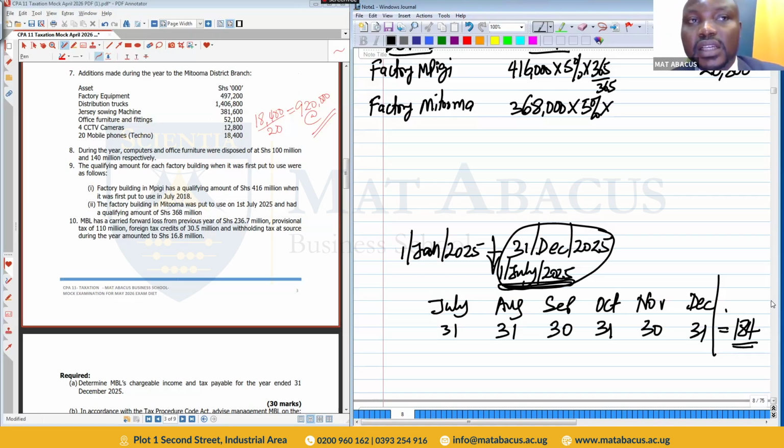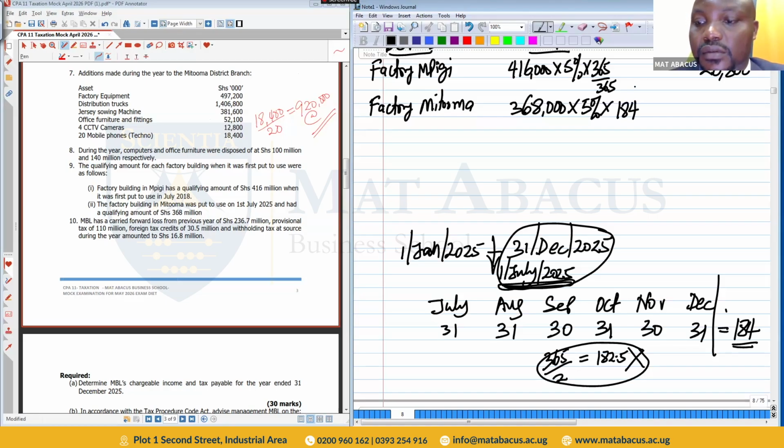Now, some students, when they are told that it is July, they say this is half a year. So they multiply by a half. Others get 365 divided by 2. When divided by 2, you get 182.5. Now, this one is wrong. It is wrong. You have to get specific days, which is 184 days over 365 days in a year of income. Because the year of income has 365 days.